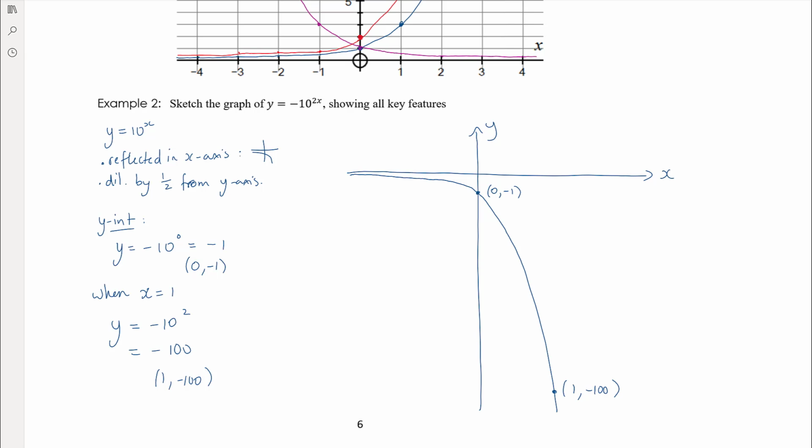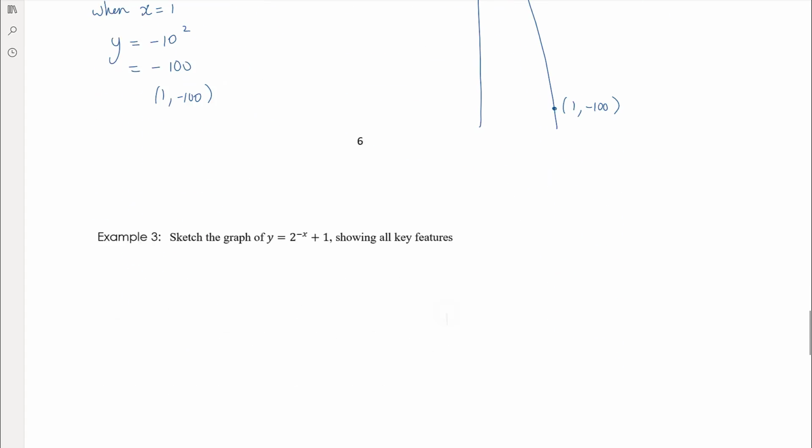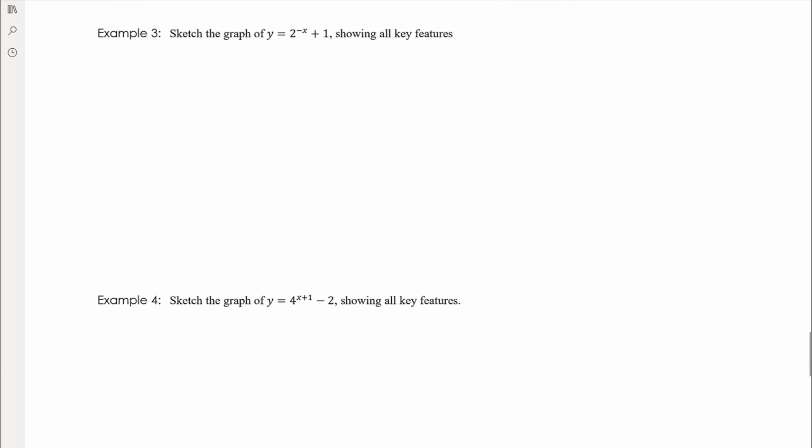Okay, so you want to have at least 2 points on your exponential graph, so your asymptote and 2 points. So if you've got 2 intercepts, you don't need any additional points, but if you've only got 1 intercept, like we do here, only a y-intercept, then you'll need to calculate an additional point. Okay, example 3. Sketch the graph of y equals 2 to the -x plus 1. Okay, so this is y equals 2 to the x, reflected in the y-axis.